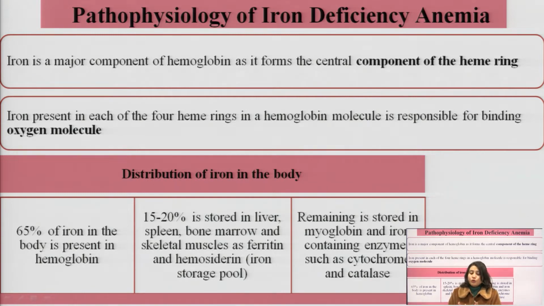The distribution of iron in the body is that 65% of the iron in the body is present in hemoglobin. 15 to 20% of the iron is stored in the liver, spleen, bone marrow and skeletal muscles in the form of ferritin or hemosiderin. These storage forms are available again for the synthesis of hemoglobin. The remaining is stored in myoglobin and iron containing enzymes such as cytochrome P450 enzymes and catalase, and these forms of iron are not available for the production of hemoglobin. They cannot be utilized for the production of hemoglobin. Only ferritin and hemosiderin can be used.